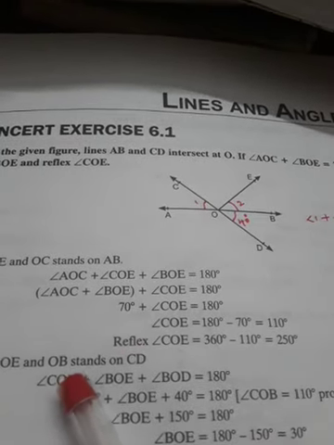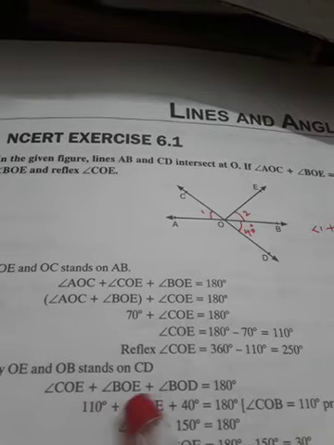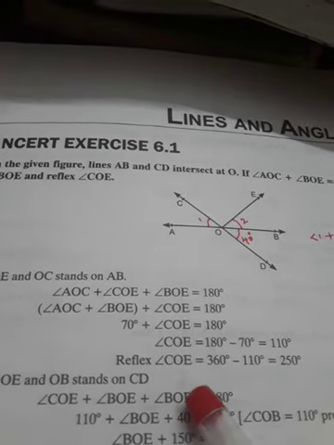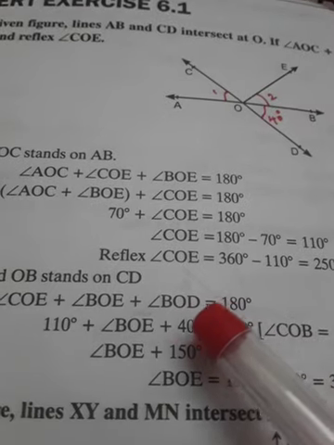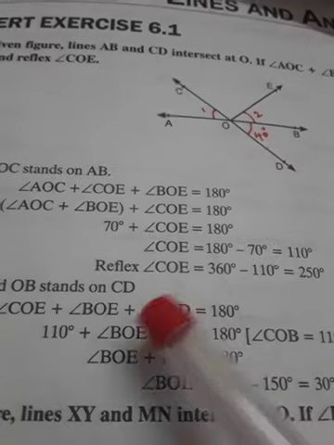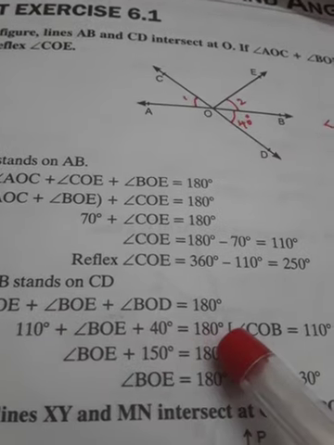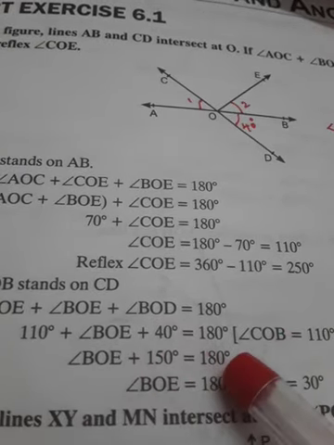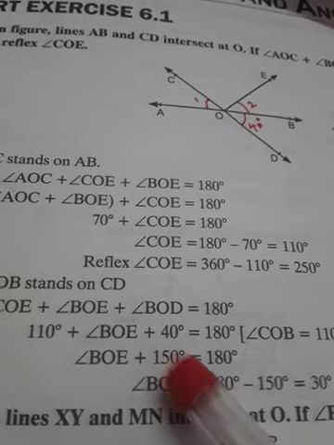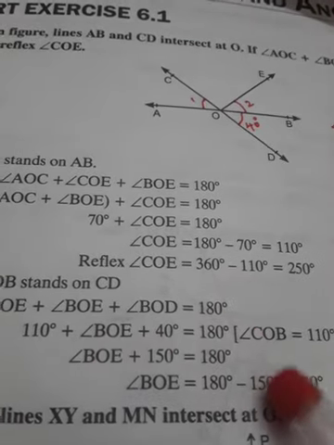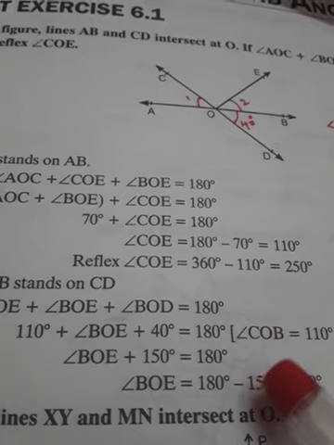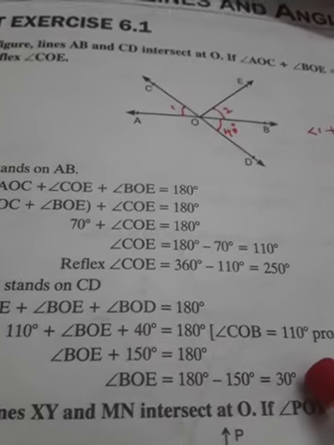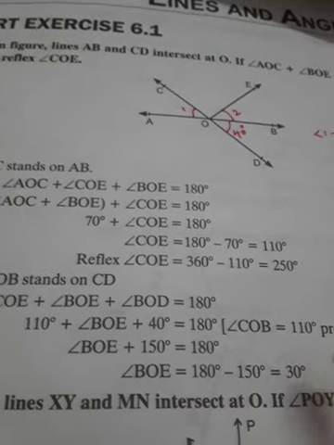Now COE we already got 110 degree. BOE we need to find. BOD, what is it? It is given as 40 degree. Then 110 plus BOE plus 40 equal 180. Now BOE plus 150 equal 180, since 110 plus 40 is 150. Then BOE equals 180 minus 150, that is equal to 30 degree.